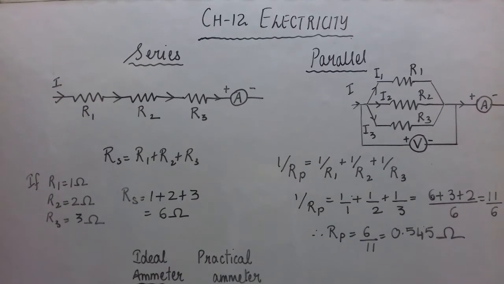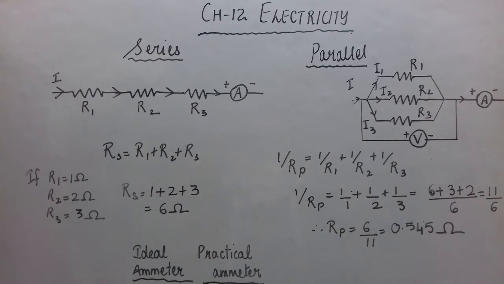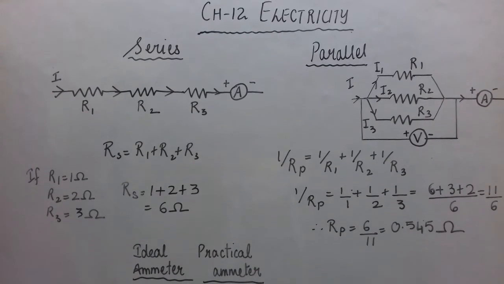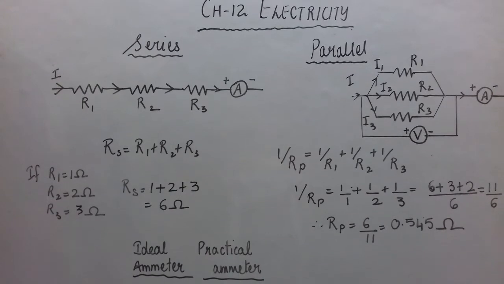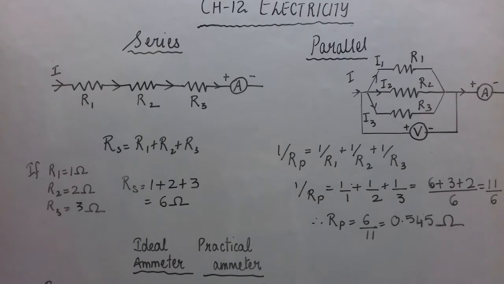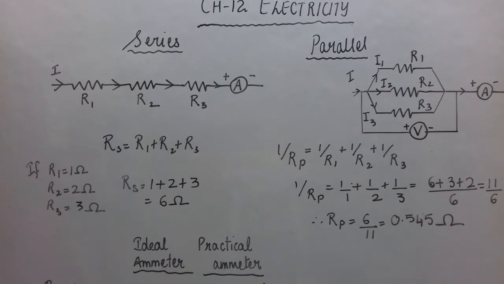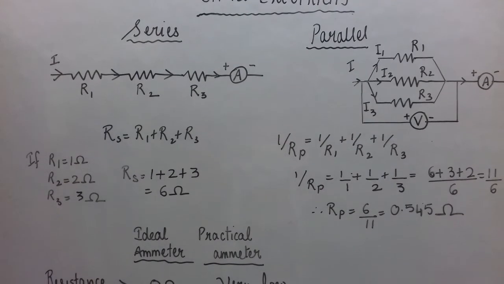Hello students, let us continue with chapter 12 electricity. In the previous video, you have studied the two combinations of resistors, series combination and parallel combination. And we have also derived an expression for effective resistance for the series combination of three resistors and also for the equivalent resistance of the parallel combination of resistors.